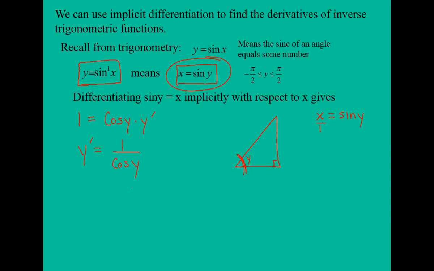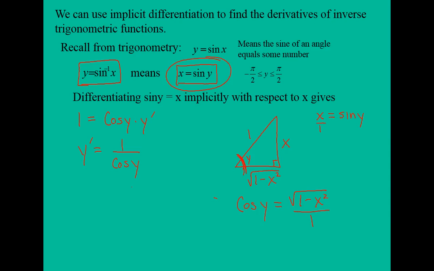We know the sine of angle y would be the opposite. So here's the opposite side. That would be x. The hypotenuse would be 1. And now we can find the adjacent side. The adjacent side would simply be the square root of 1 squared minus x squared. And the reason that we're doing this is now we can find the cosine of this angle y in terms of x. So looking at the cosine of angle y, we know the cosine is the adjacent over the hypotenuse. So the adjacent is the square root of 1 minus x squared over the hypotenuse.